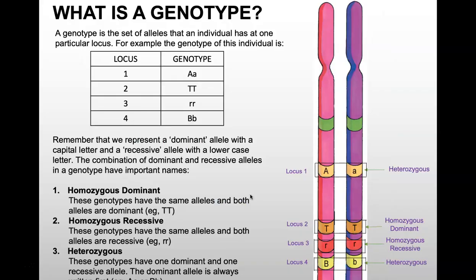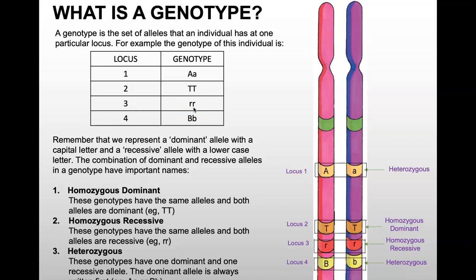Okay, let's look at what a genotype is. A genotype is the set of alleles that an individual has at one particular locus. For example, the genotype of this individual at locus 1 is capital A, lowercase a. So the genotype is literally just two letters. It is either going to be a capital and a lowercase, or a capital and a capital, or a lowercase and a lowercase. Genotype is just two letters.